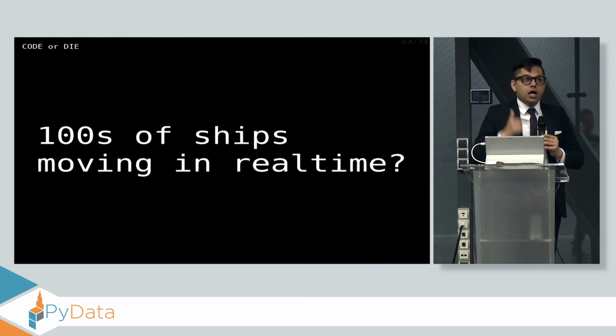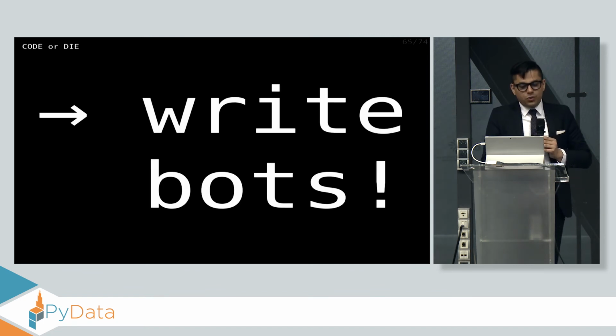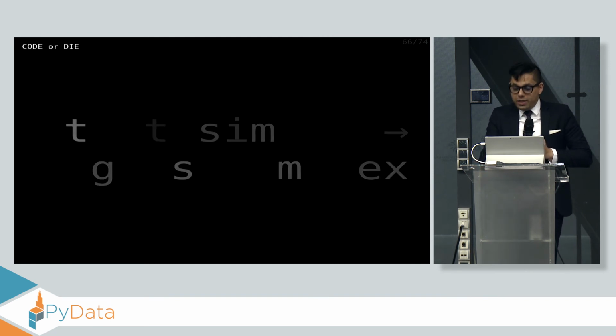What happens when there are hundreds of ships moving in real time? Even if you had scripts and a JSON API, even if you had a meta API and scripts and things like that, you won't be able to compete. So what are you going to have to do? You're going to have to write a bot. You're going to have to use simple AI techniques in order to compete in the game.